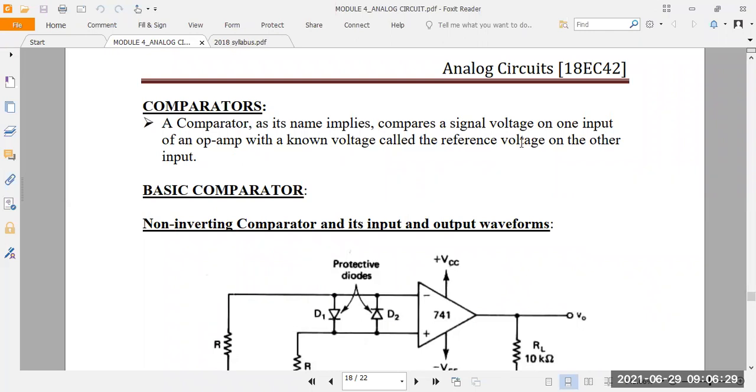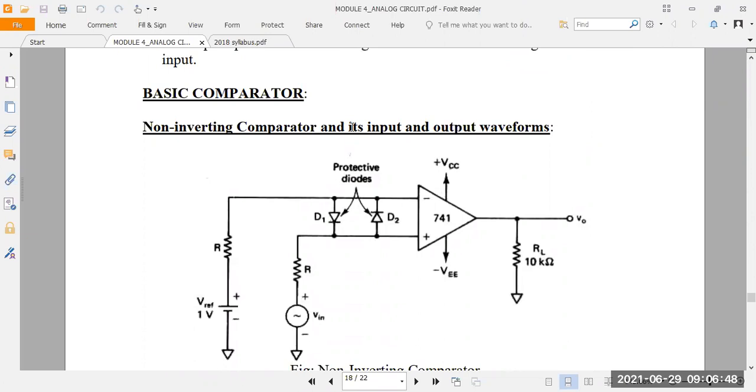Okay, you have to compare the input signals because there are two terminals for the op amp: the inverting terminal and the non-inverting terminal. So for this condition you have to compare the input signals in the op amp. From that you have to generate the voltage. That is the meaning of comparator. So the comparator they have taken first is the non-inverting comparator.